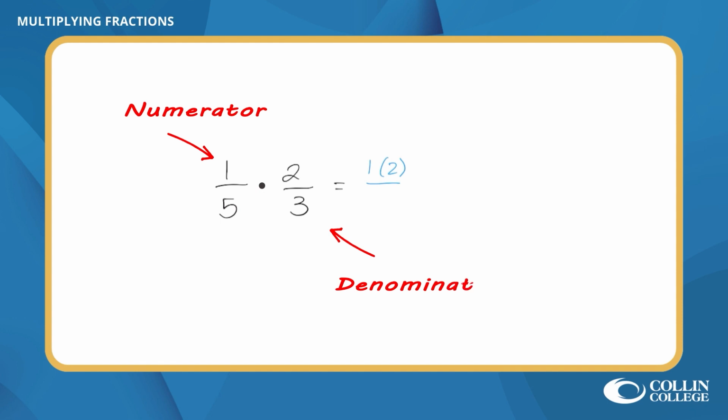So for our first example, we're going to be multiplying 1/5 times 2/3. When we multiply two fractions together, the rules are simple. We need to multiply the numerators together. So we get 1 times 2, and then we multiply the denominators together, 5 times 3. This gives us 2/15. For our last step, we want to simplify the fraction. 2/15 does not simplify, so this is our final answer.